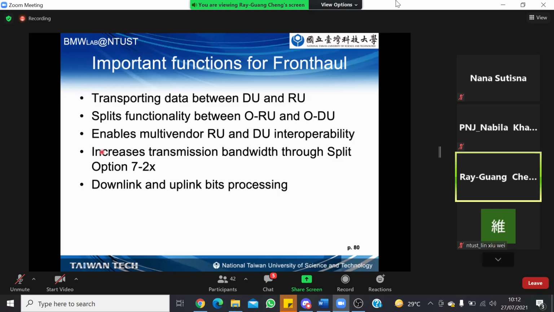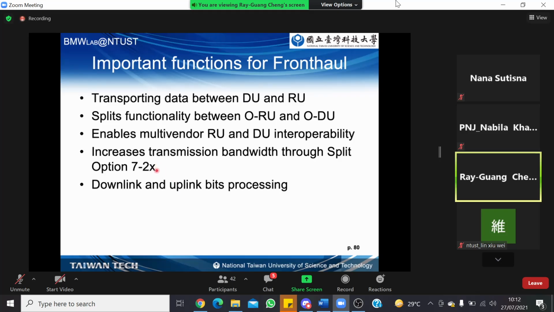All the background knowledge has been mentioned by Professor Nana yesterday. So what are the important functions for Fronthaul? They transport data between DU and RU. They propose a split function between ODU and ORU. They also can enable multi-vendor RU and DU interoperability.